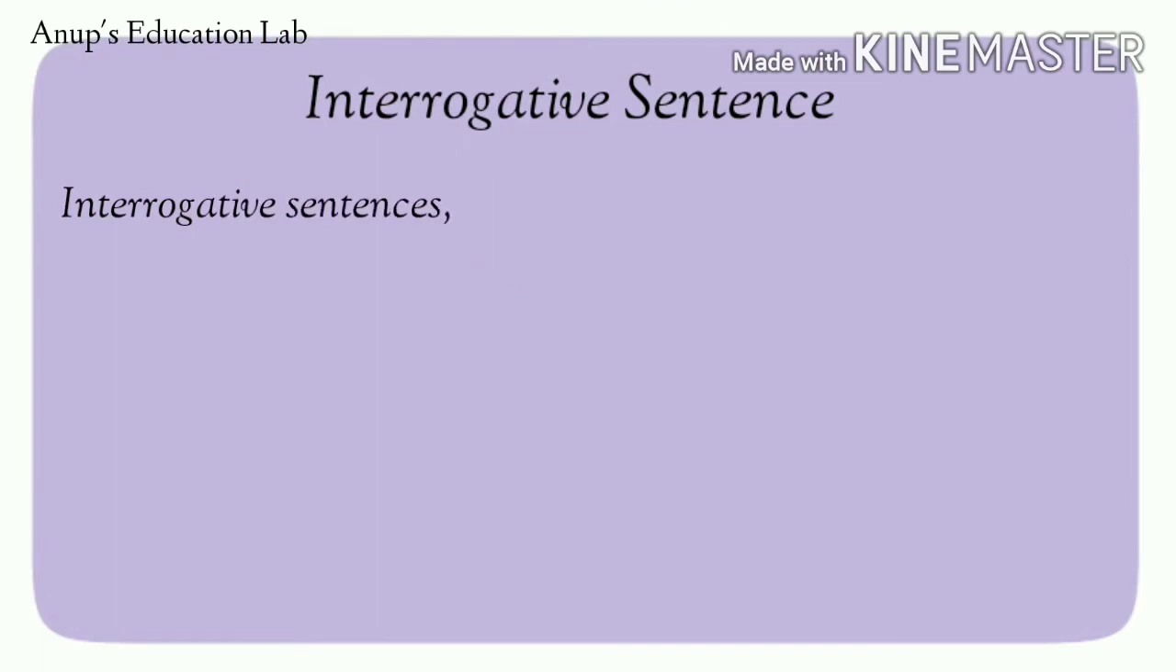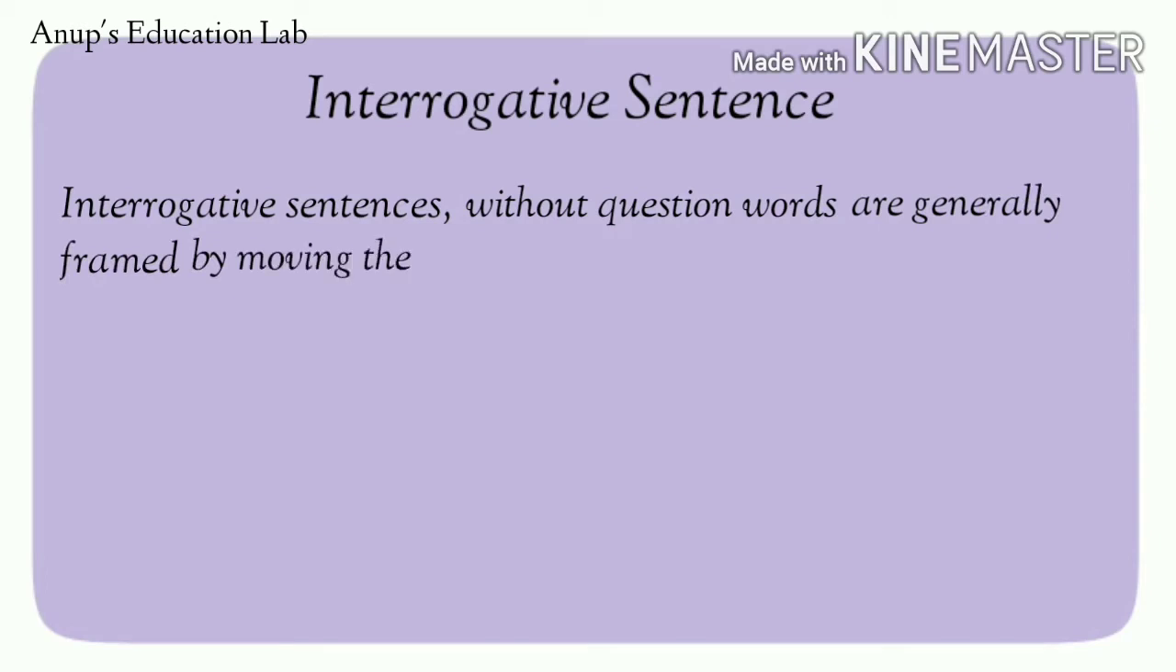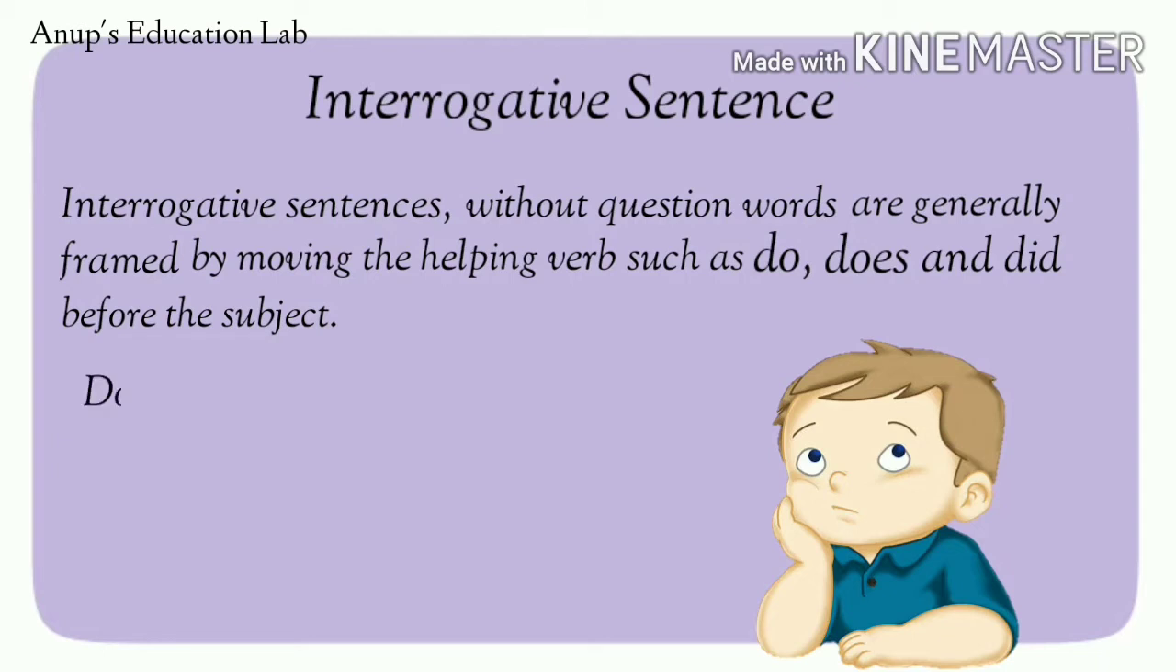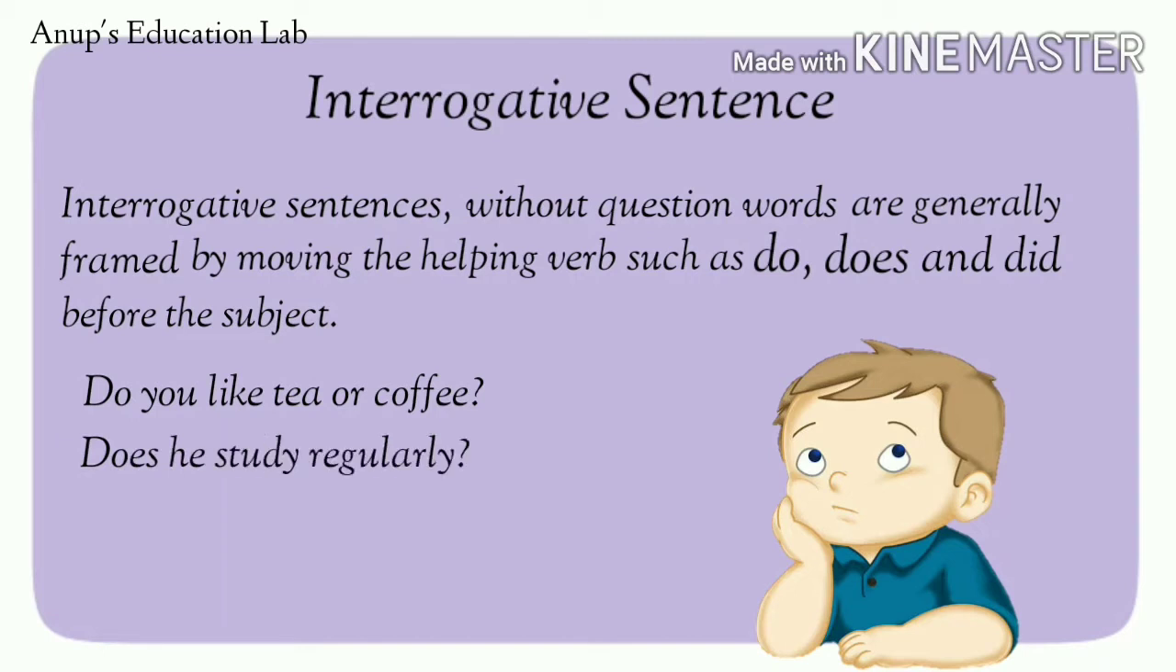Interrogative sentences without question words are generally framed by moving the helping verb such as do, does, and did before the subject. Let us see examples. Do you like tea or coffee? Does he study regularly? Did you go to school yesterday? In these examples, helping verb is placed before the subject.